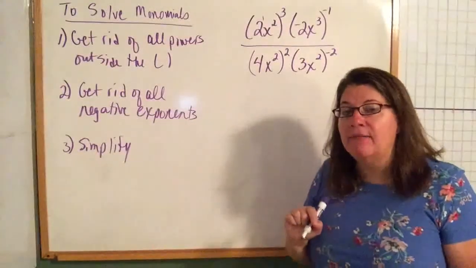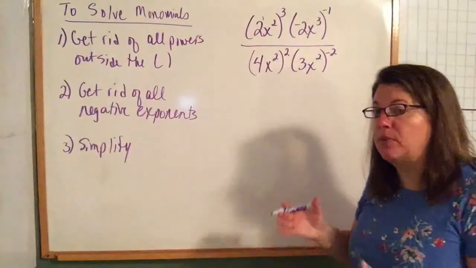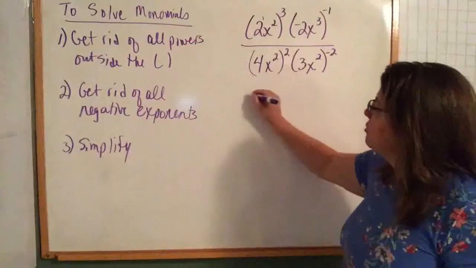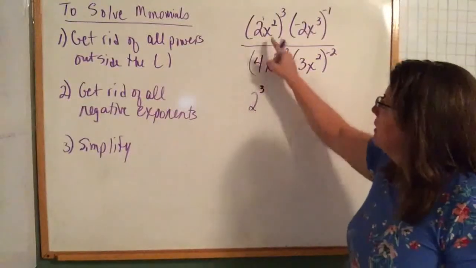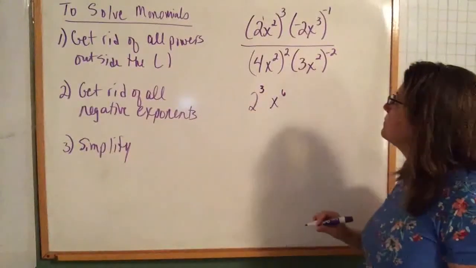If you forget that, you'll get a bunch of the coefficients wrong and your answer at the end is going to end up being wrong. So be real careful about that. So this would be 2 to the 1 times 3. That's 2 cubed. X to the 2 times 3 is x to the 6th.